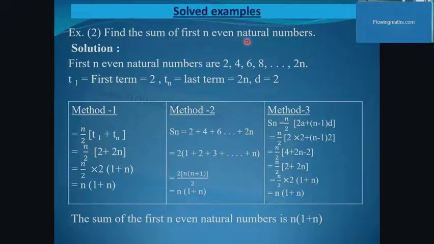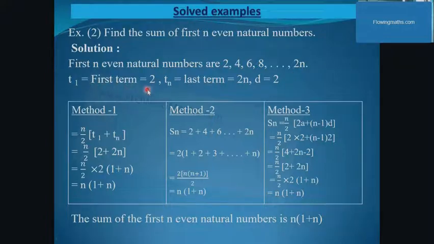Find the sum of the first n even natural numbers. So the numbers will be 2, then 4, then 6, up to the first n even numbers. So you need n numbers, which means the last number will be 2n, because you are looking at the first n numbers. Say 2 is the first number, this is the second number, and you need n numbers, so the last number will be 2n.